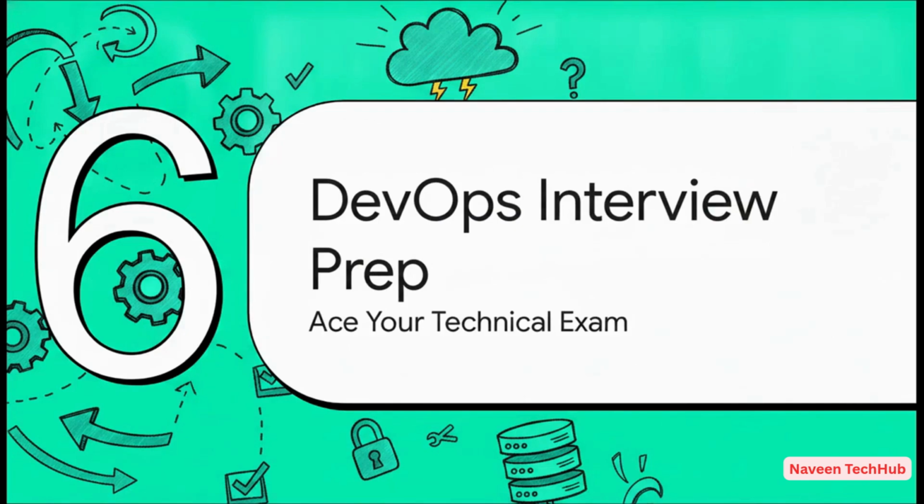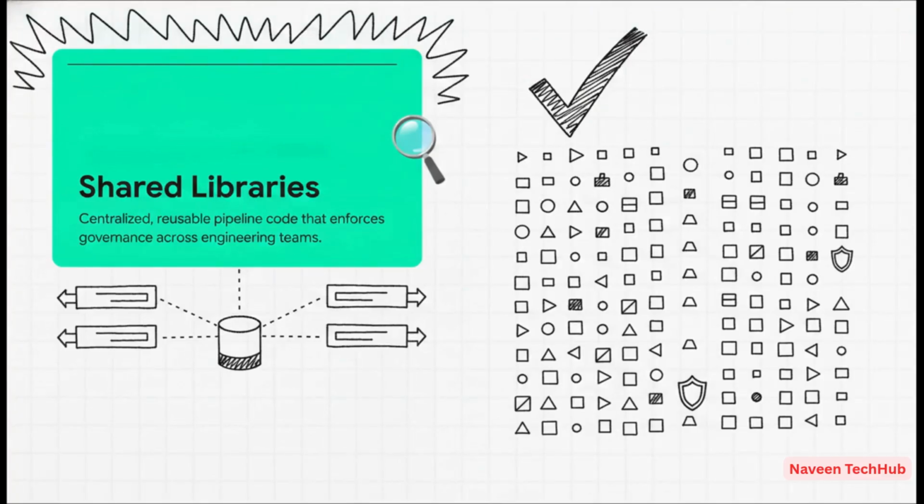Finally, Section 6, DevOps Interview Revision. Okay, picture this. An interviewer asks you, how do you scale Jenkins safely across hundreds of teams without everyone just copying and pasting the same Jenkinsfile? Your immediate answer? Jenkins Shared Libraries. This brilliant feature allows you to centralize your pipeline logic. You basically create a single, reusable library for tasks like security scanning or Docker builds, and teams just call that library from their own pipelines. This enforces mandatory security compliance and governance globally across the entire organization.